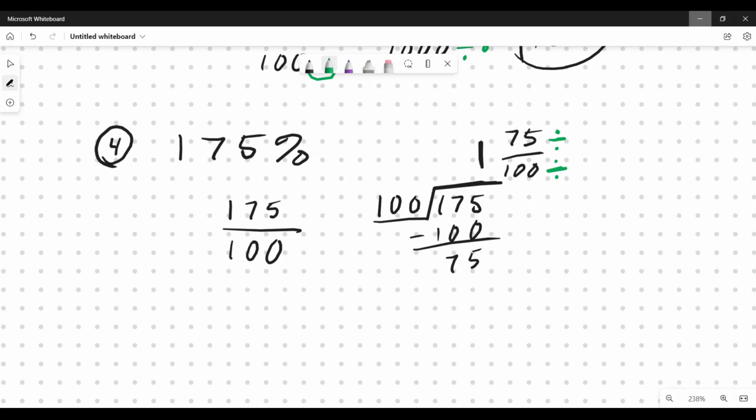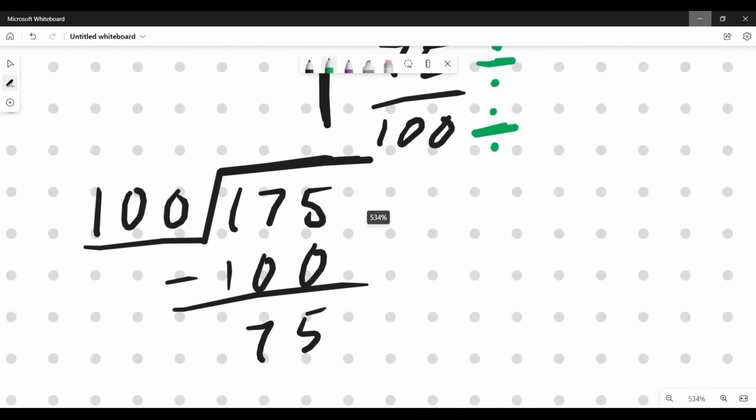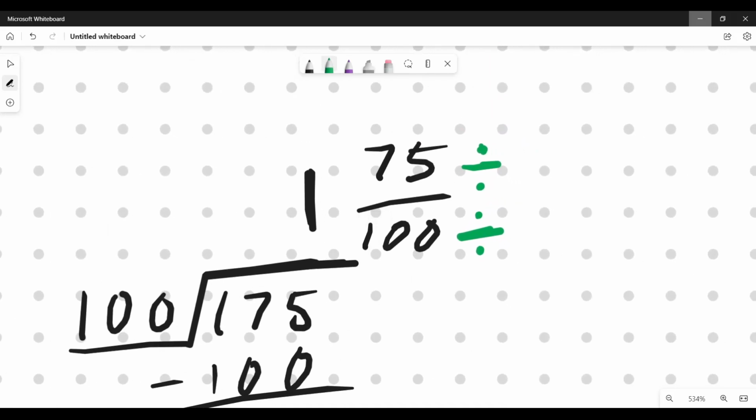Actually, what are we dividing by? 4 doesn't go into 75. What goes into 75 and 100? 25. There we go. There we go.